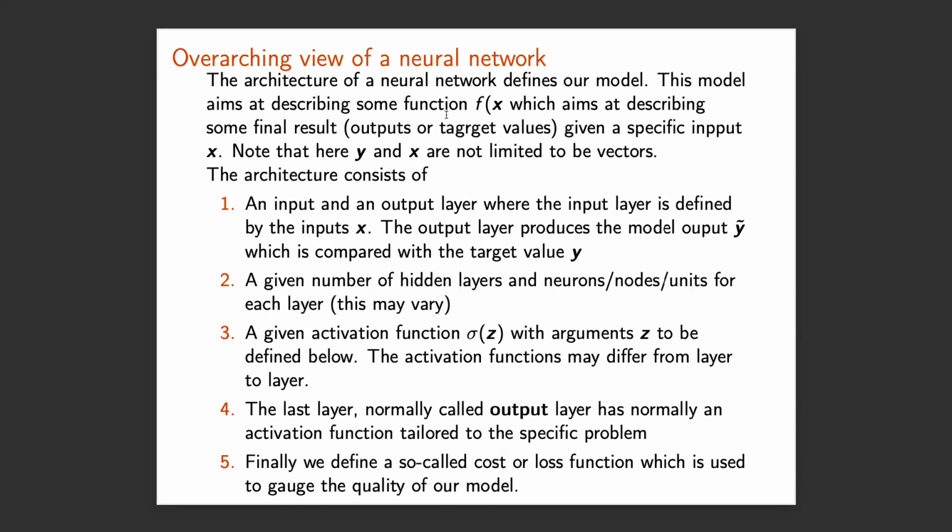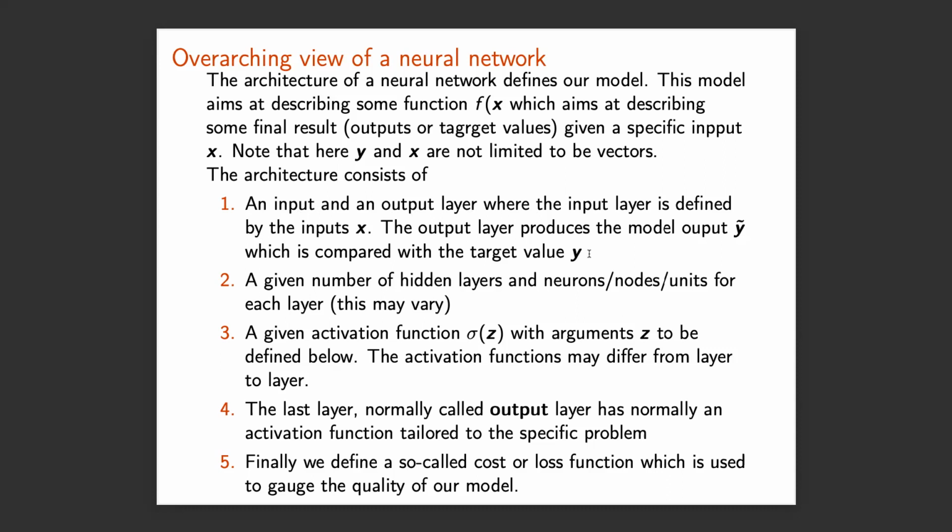So the network, we would typically have some function f, which aims at describing some final result or outputs. There are some typos here because this was done on the fly yesterday. So I'm going to correct all the typos, as you can see. And given a specific input, the architecture consists of an input and an output layer, where the input layer is defined by the inputs. And then the output layer produces the model output, y tilde, which is then compared with a target value y.